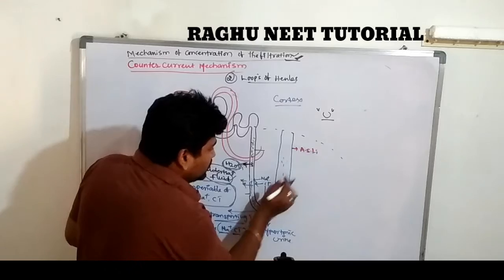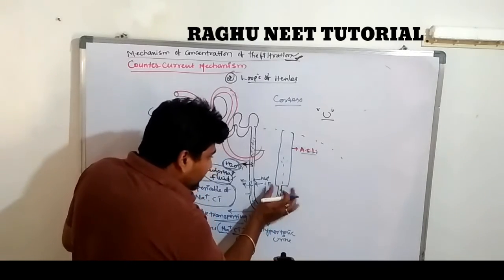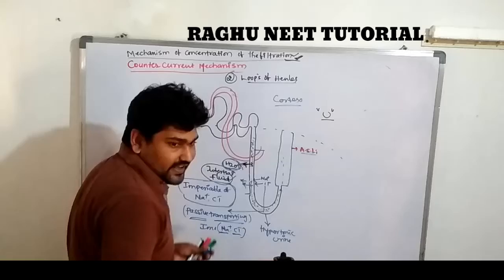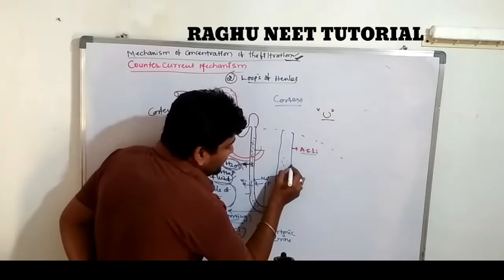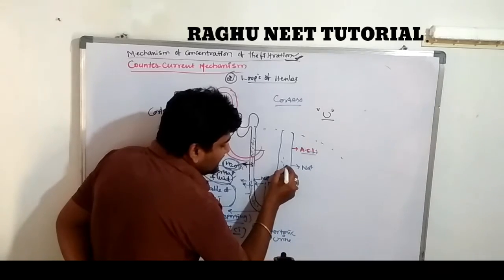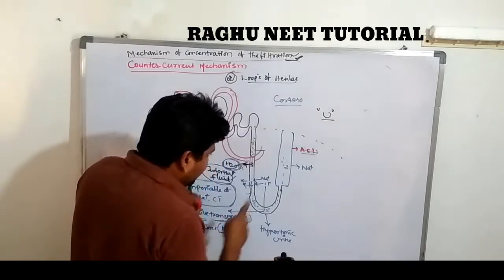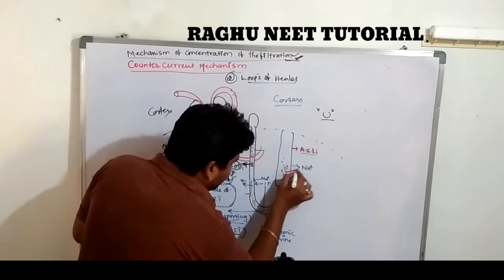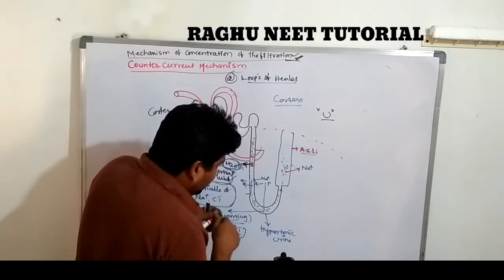Next one, this loop of Henle towards the medulla. This wider portion is known as the ascending limb. So this ascending limb is permeable to sodium and chloride ions, meaning it contains a huge amount of sodium and chloride ions. I will show the sodium and chloride ions in a different color, green.